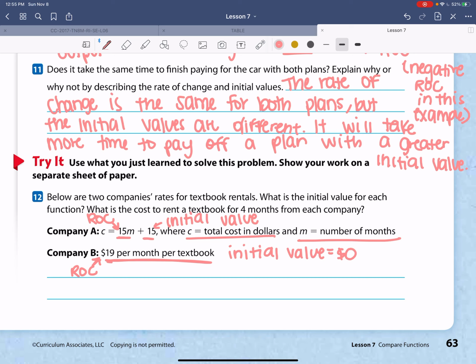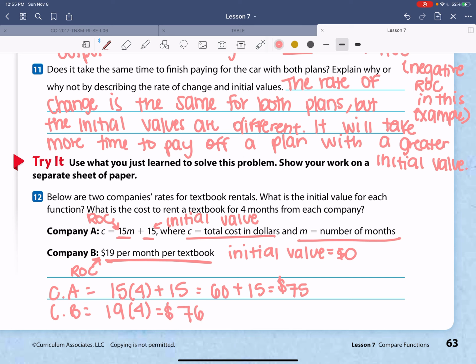And then we just need to figure out how much it's going to be for 4 months at each company. So company A is going to be 15 times our 4 plus 15. And that's going to give me 60 plus 15, which is $75 as my cost. Company B is going to be $19 for the 4 months, and that's going to be just $76. So it's actually going to be cheaper to go with company A.